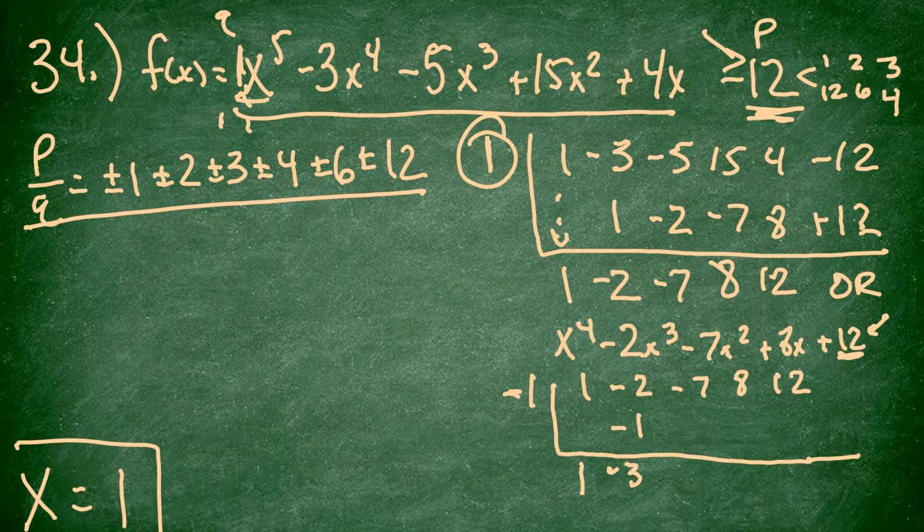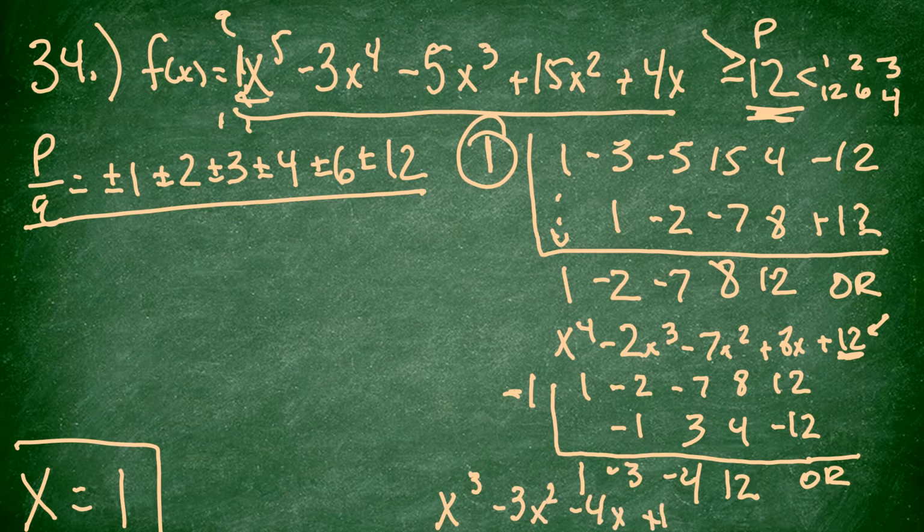Sorry, I made a mistake. Negative 1 times negative 3 is positive 3, which gives me negative 4. So positive 4, which gives me 12. So I have negative 12. No remainder. Which means I have x cubed minus 3x squared minus 4x plus 12. So that's going to be my next box, and I have another answer.